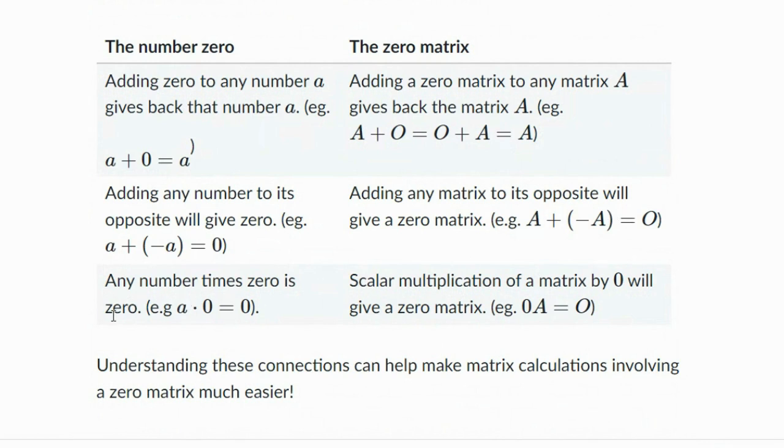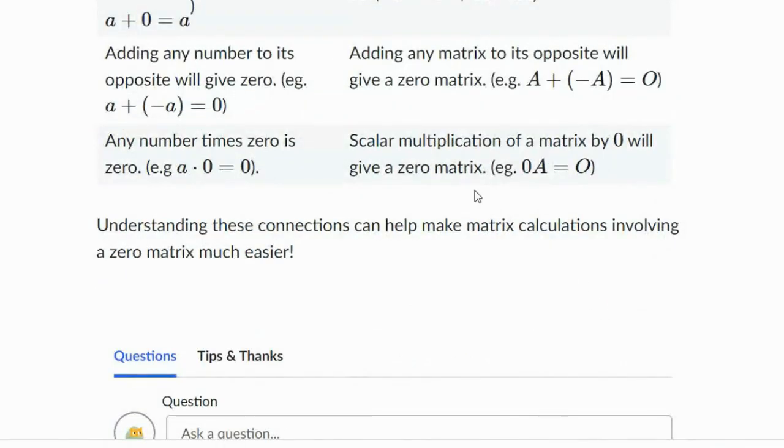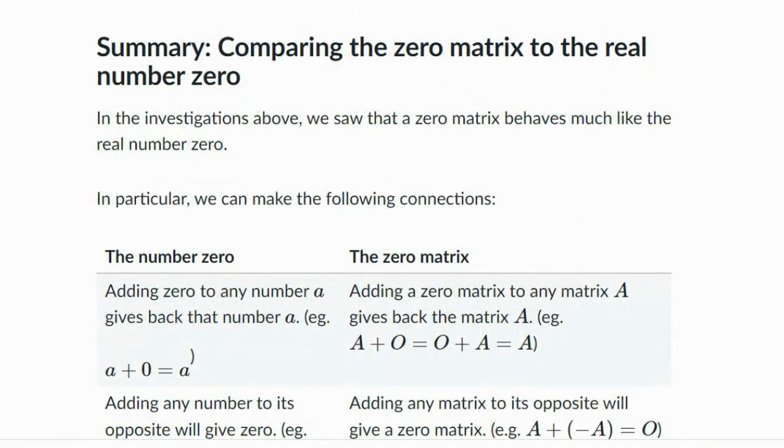Any number times 0 is 0. 7 times 0 is 0. Any matrix multiplied by a scalar 0 would multiply every number inside matrix A by 0 and give us the zero matrix. All right, so that is that lesson. So that'll help us in the quiz. Let's go on to the next lesson.